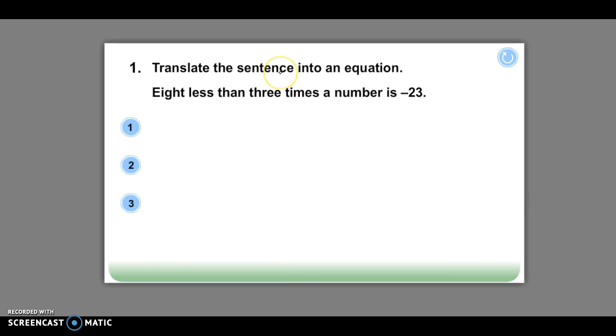Hello guys, today you will be learning how to solve problems by writing equations.